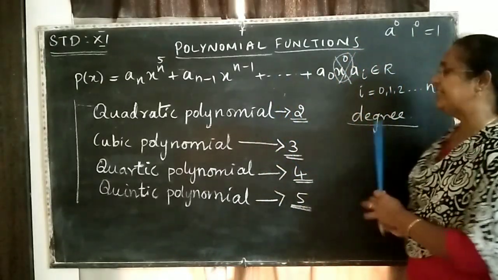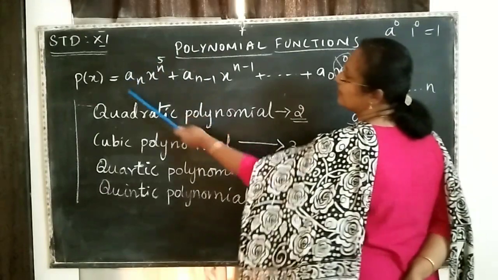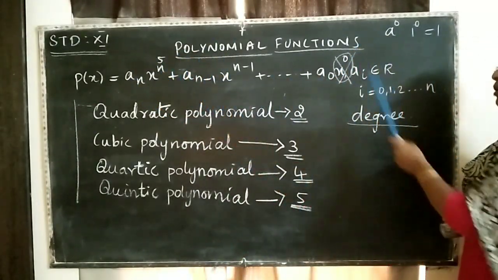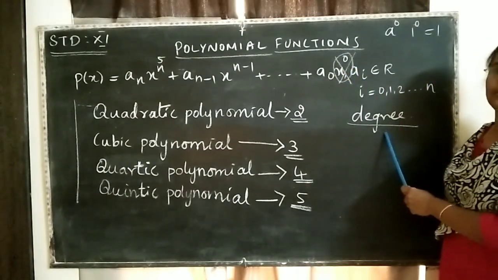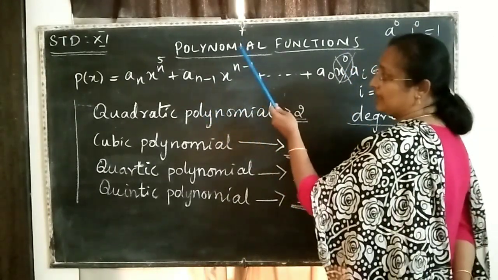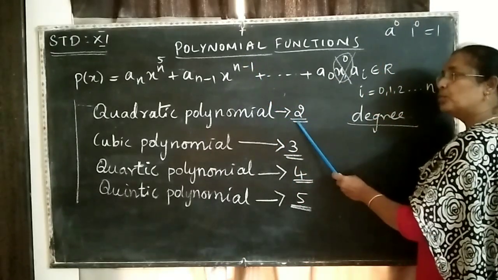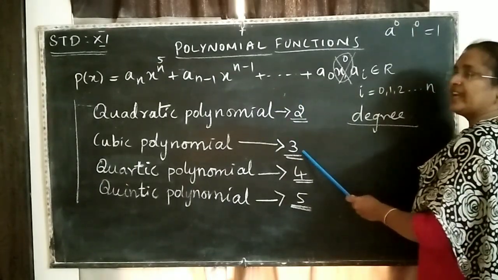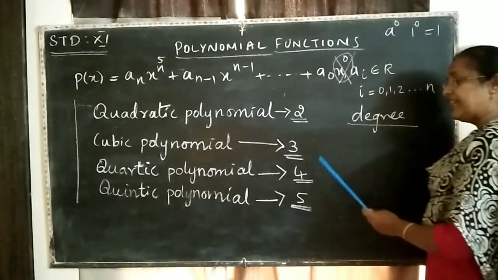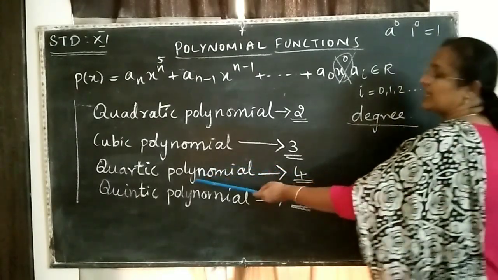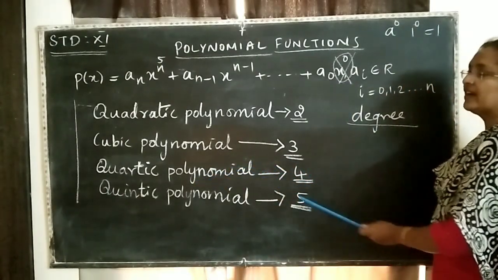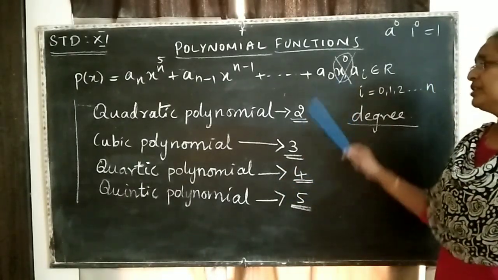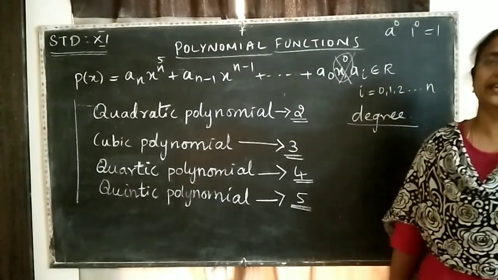So now this is the polynomial function. The degree of a polynomial function is the highest power in that polynomial function. Okay, quadratic polynomial: if the highest power in the polynomial function is 2, it is a quadratic polynomial. Next, if the highest power is 3, it is a cubic polynomial. If the highest power is 4, it is a quartic polynomial. If the highest power is 5, it is a quintic polynomial. Is it clear for you? Okay, now we are going to discuss the sums based on this topic.